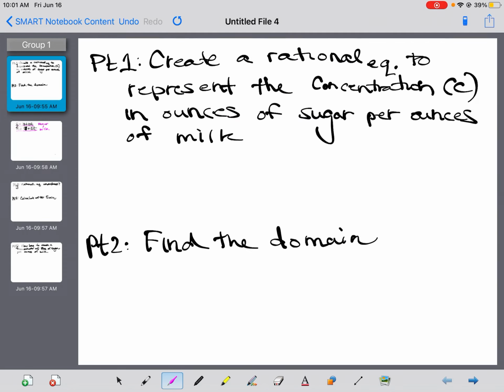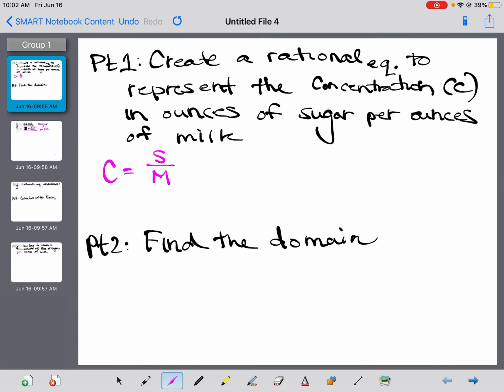Part 1: create a rational equation to represent the concentration in ounces of sugar per milk. One of the key things is that you want it in sugar per milk. This goes back to module 2, that word per. Your concentration is sugar per milk. Remember, per is just another way of saying a rate of change, which is a fraction.